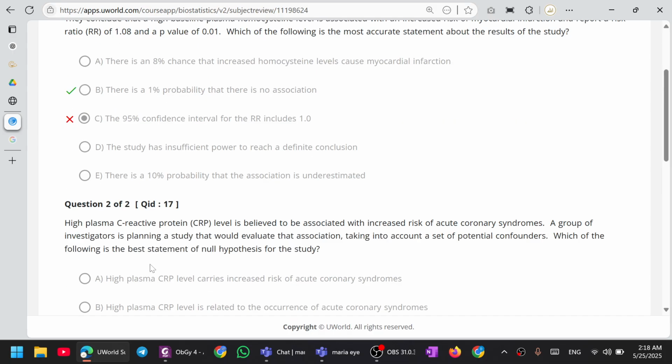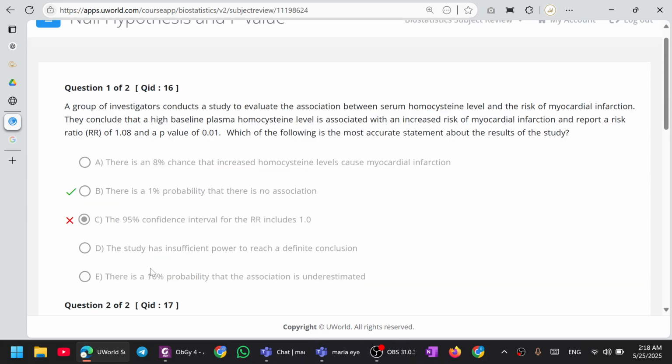For this one, they are explaining the definition of p-value. So if the p-value here was 0.02, that means there is a 2% probability that there is no association. And again, we just said that no association means null hypothesis. So there is a 2% probability that the null hypothesis is true. Okay, does it make sense? Yes. Okay, makes sense.